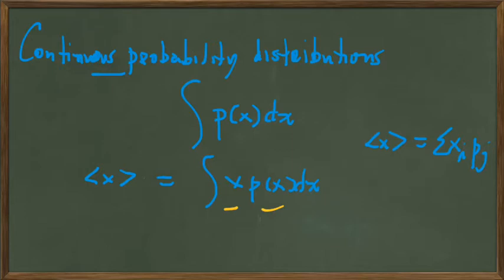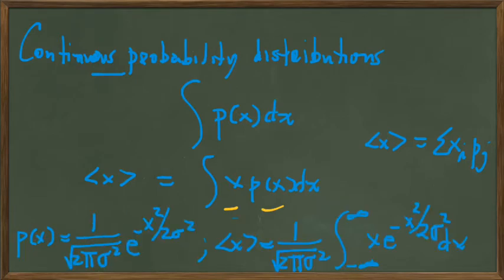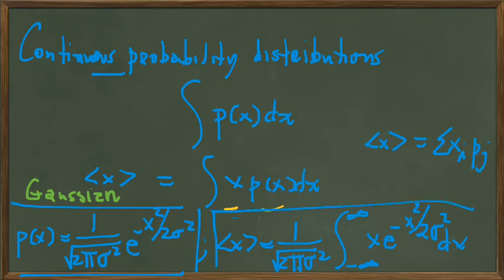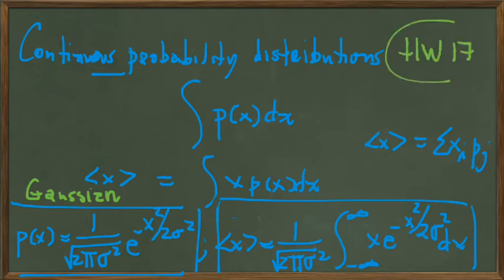The probability distribution function that we work with, the p of x, is very often a Gaussian distribution that looks like this. So here is our Gaussian probability distribution, and if we were calculating the mean of a Gaussian distribution, it would be this integral. In homework problem 17, we will calculate the mean distribution for the probability of a particle's location. We won't use the Gaussian formula, we'll use another p of x that's defined in that problem.